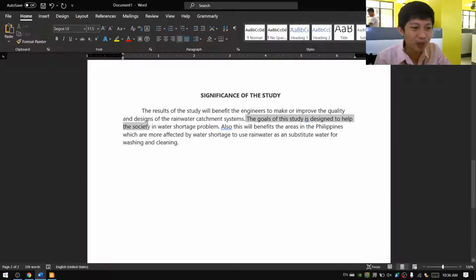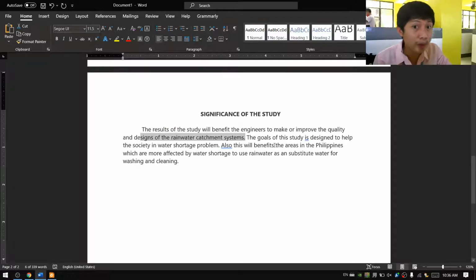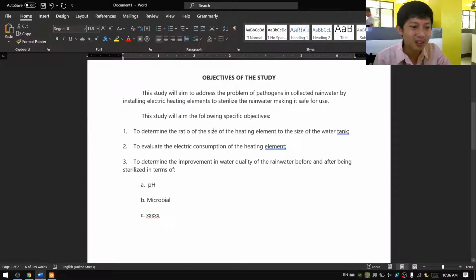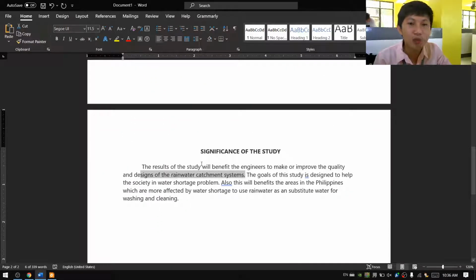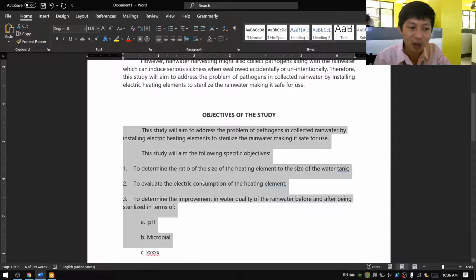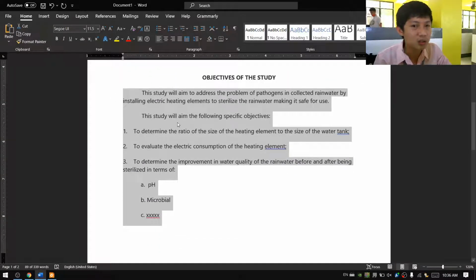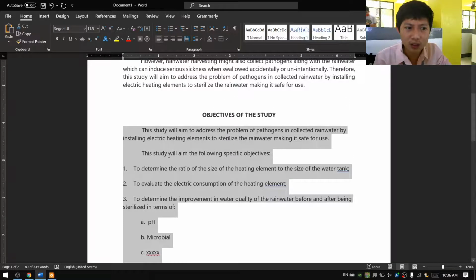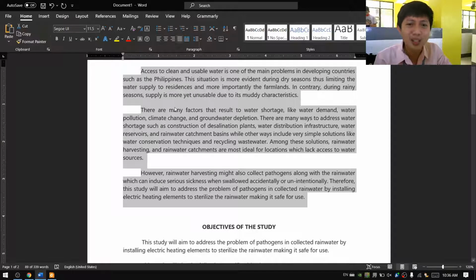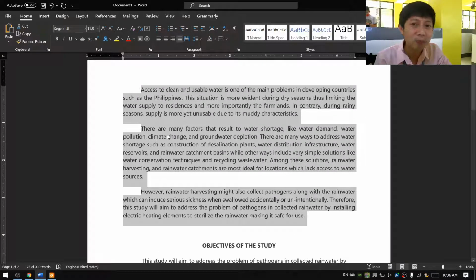Are you going to improve the quality or design of the rainwater catchment system? Are you going to improve the design? There is an already existing design. So if you are aiming for improving the quality of the design, this should not be your topic. These should not be your objectives. These will be your objectives if you are making a rainwater catchment system with sterilization for the first time. But if you are aiming for improving the design, this will not be the objectives of the study, and this will also not be your statement of the problem. I hope you get the point.